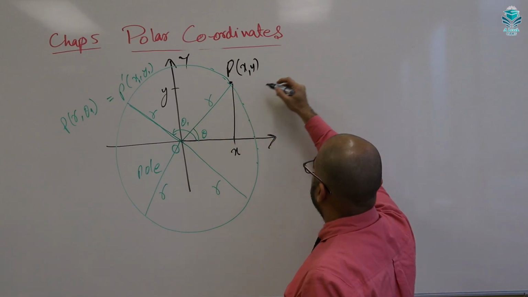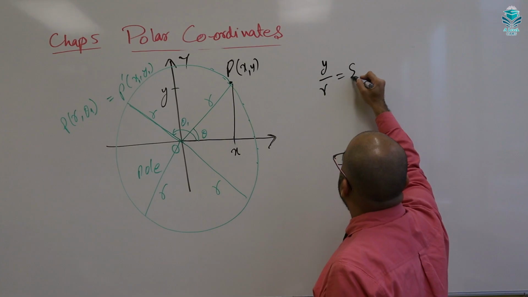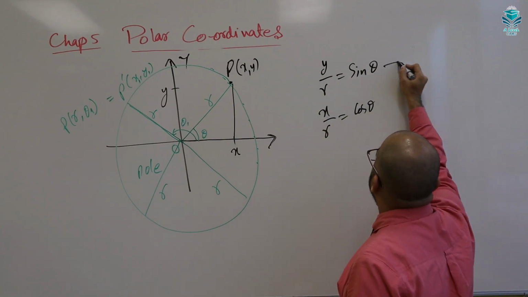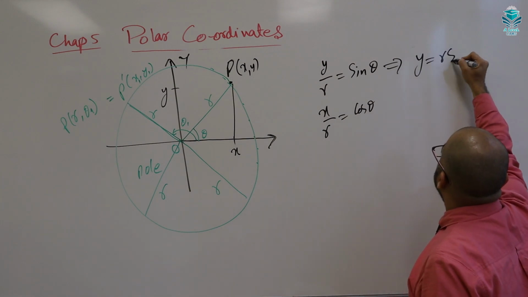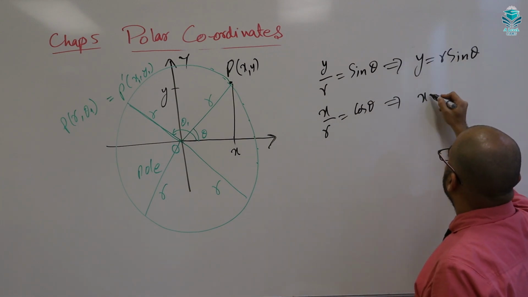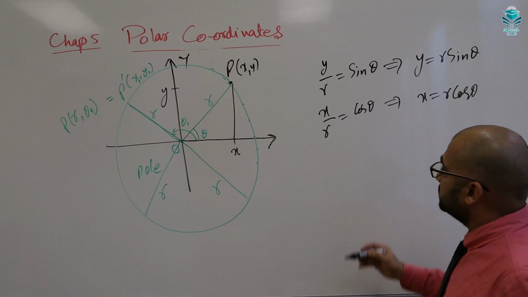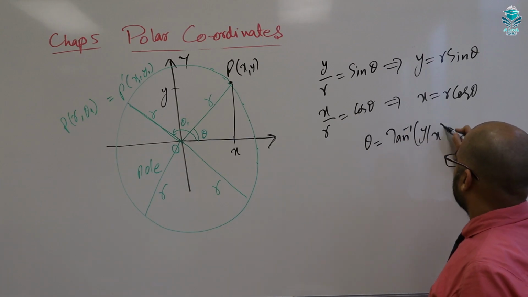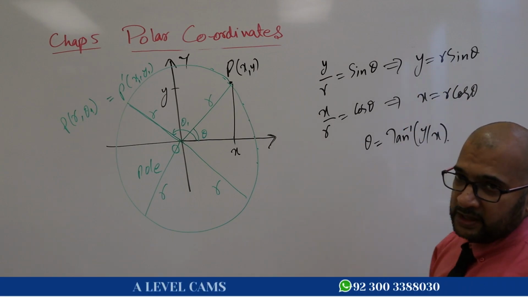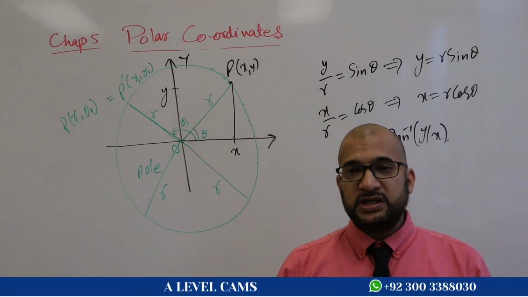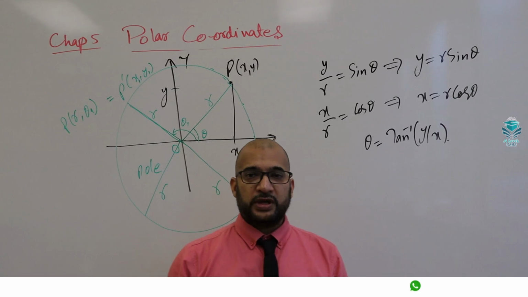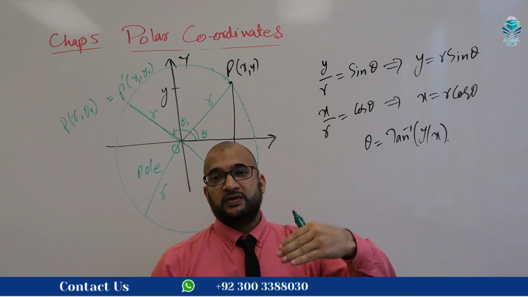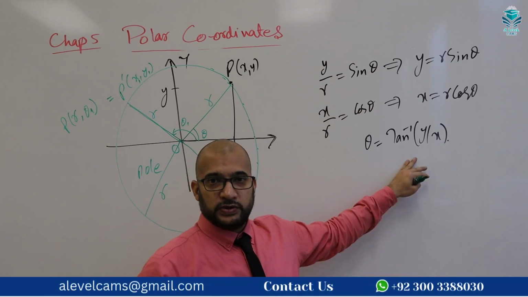So you can write from here y over r is sine theta, x over r is cos theta. So you can write from here y is r sine theta, x is r cos theta, where theta can be written as tangent inverse y by x. This is the relation between the Cartesian and the polar coordinates. So if we have polar coordinates, we can convert them to Cartesian, and if we have Cartesian coordinates, we can convert them to polar coordinates with the use of this relation.